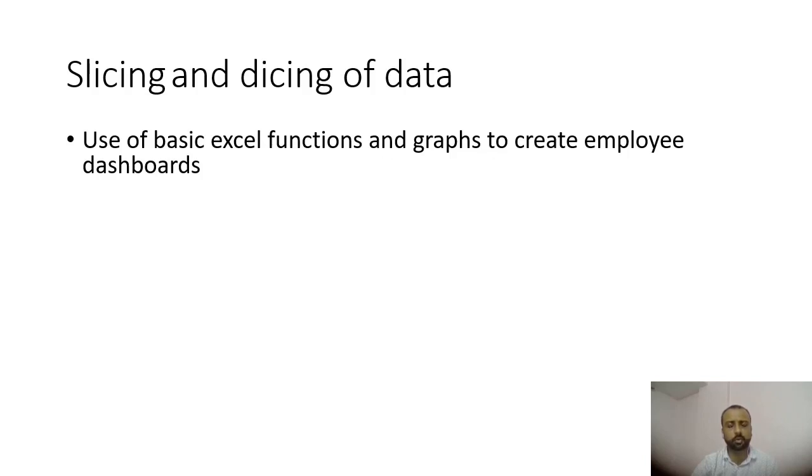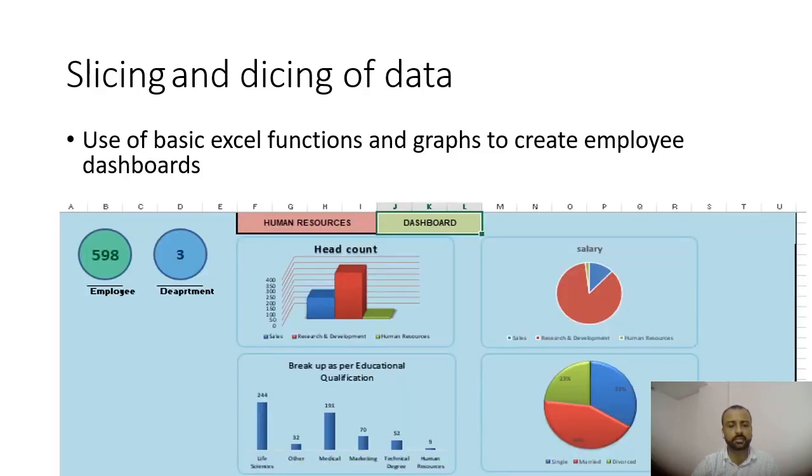The most common thing that we do in descriptive analytics is we slice and dice the data, and that can be done very easily using some Excel functions and graphs, for example, to create an employee dashboard. A company may use Excel to understand the overall picture of the company. By looking at this graph, you can easily make out the departments, the kind of salaries that have been taken, the kind of qualification, and the marital status. This gives you a complete overall picture of the company.